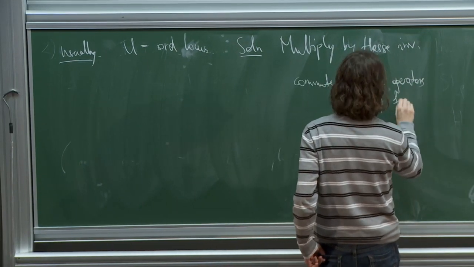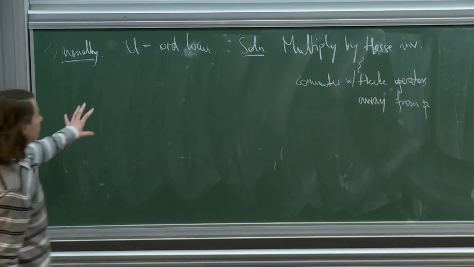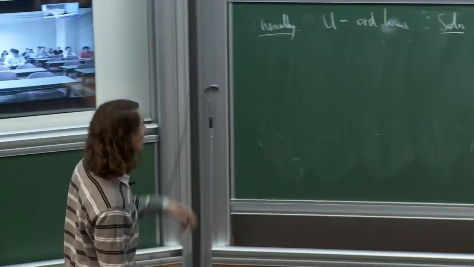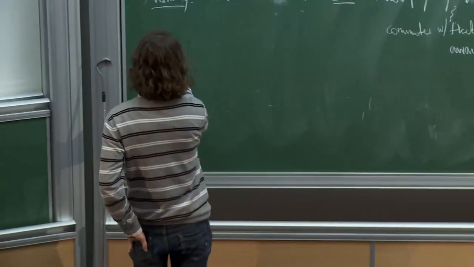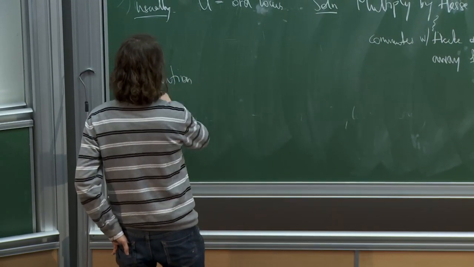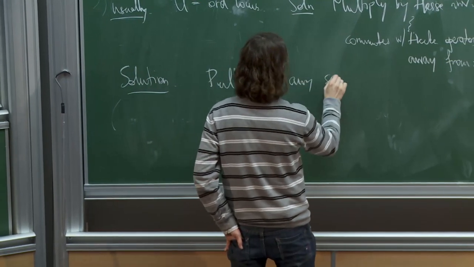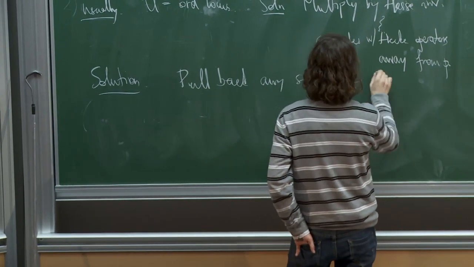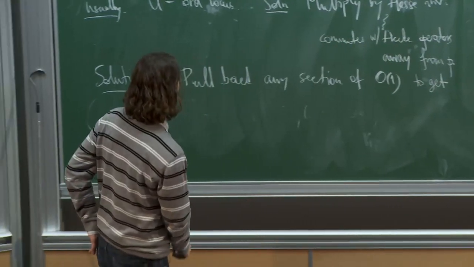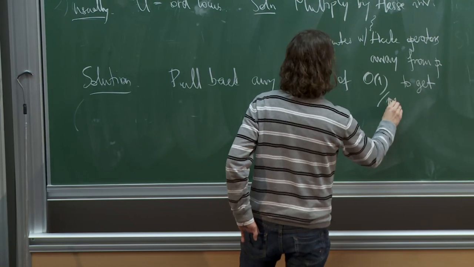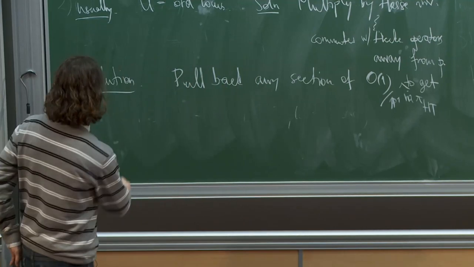So that it doesn't mess up the Hecke eigenvalues. And so we need some analog of the Hessian variant, and where do we get it from? So solution: pull back any section of omega^(⊗1), say, along this Hodge-Tate period map, to get some kind of fake Hessian variant.